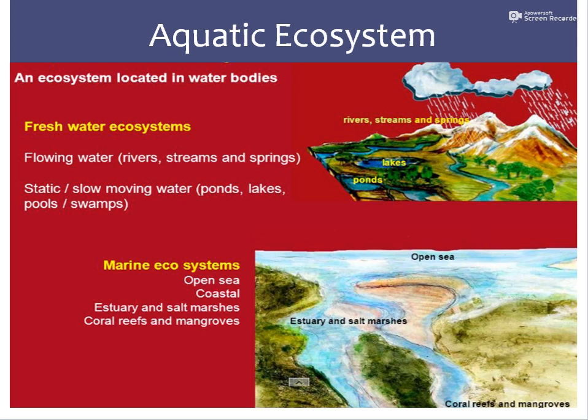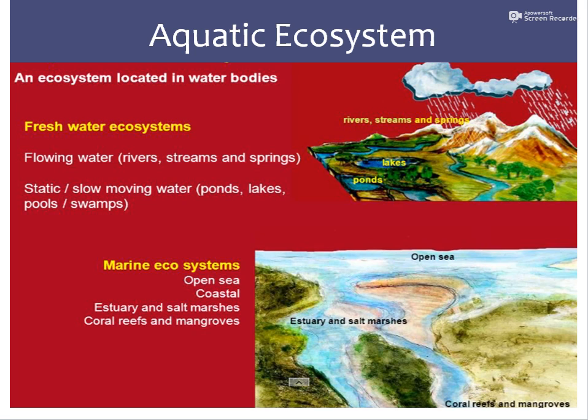Now, you know from the term itself, freshwater. The freshwater ecosystem is considered to have a low concentration of salts as well as dissolved salts, and that's why the term fresh is given to it. So all natural water which has a low salt content comes under the category of the freshwater ecosystem. Sometimes they are flowing, and sometimes they remain static or are slow moving waters. If they are flowing, you have examples like rivers, streams, and springs. If they are static, you have systems like ponds, lakes, pools, as well as swamps.